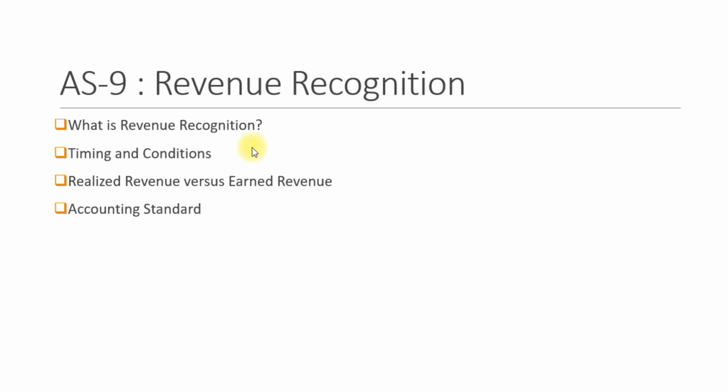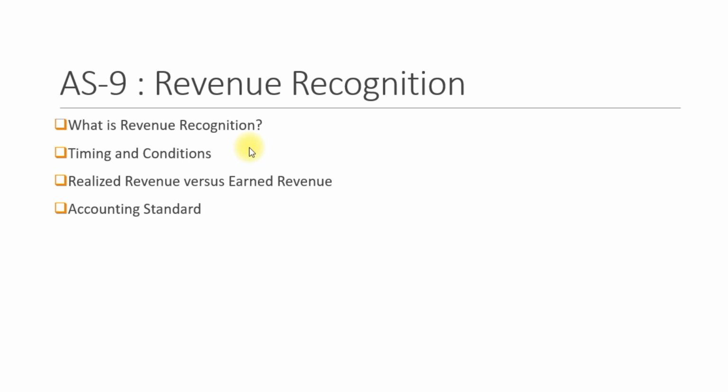Now, what are the timing and conditions? For revenue to be recognized, the following conditions have to be satisfied. Namely, the seller loses control over the goods sold. So the seller should lose all the control he or she has on the goods sold. Collection of payment by the customer is reasonable and assured. So the customer payments are reasonable and assured.